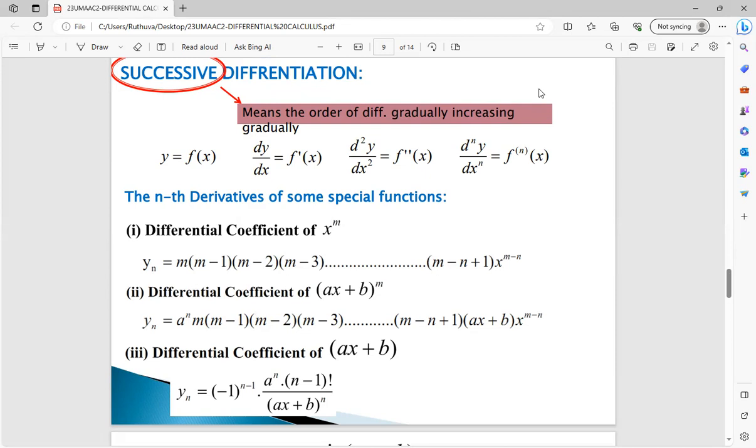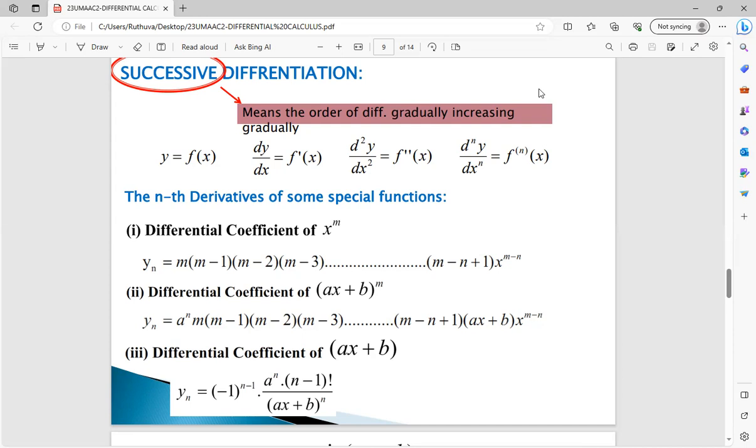So successive means next, gradually increasing functions. Successive differentiation. The nth derivatives of some special functions. First, we see the differential coefficient of x power m. How to differentiate? For example, if we take x power 1 and differentiate, we get 1 into x power 0, so 1 into 1 equals 1.